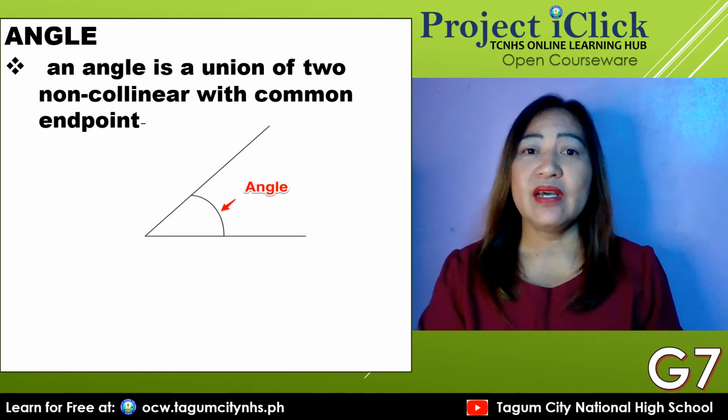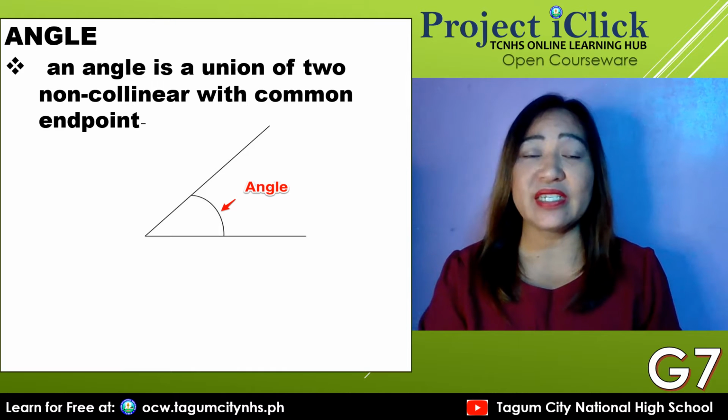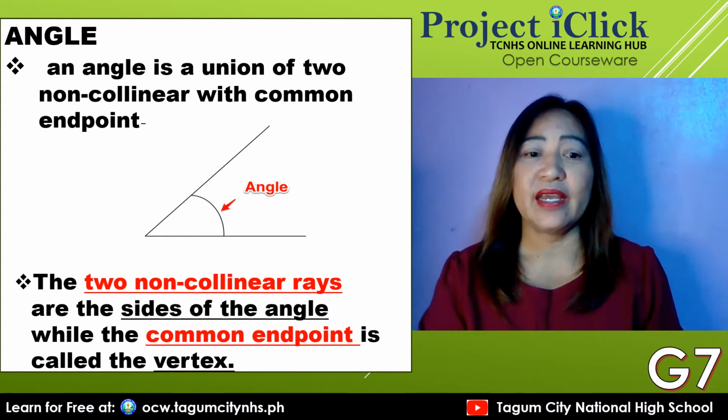The figure shows the opening of the two non-collinear rays, and that opening is what we call an angle. Take note, the greater the opening of the two non-collinear rays, the greater the measure of its angle. In the same manner, the lesser the opening, the lesser the measure. The two non-collinear rays are the sides of the angle, while the common endpoint is called the vertex.